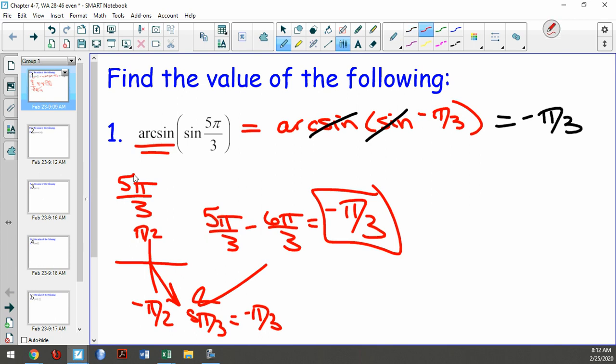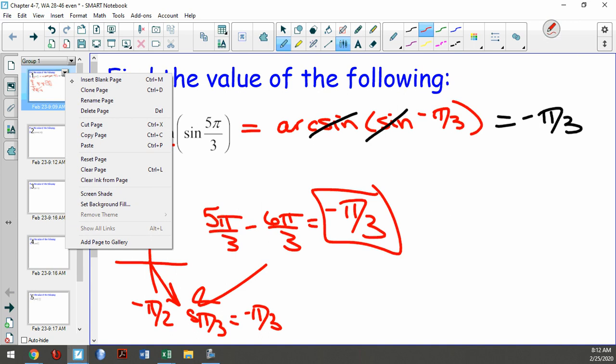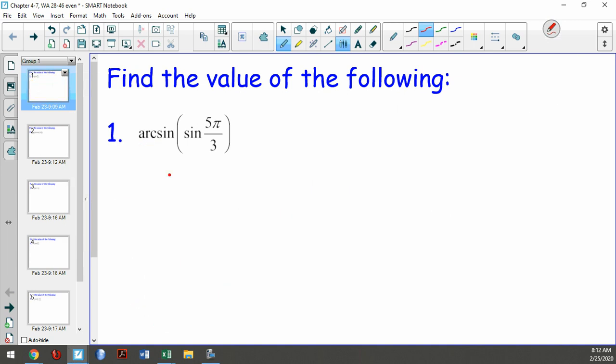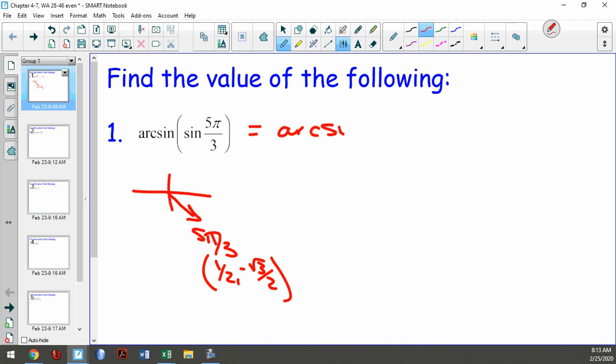Now, if your brain did not like that, if your brain gets really confused on that, a really good way to do that, are you ready? I'm going to clear this out. Can I clear the page? Another easy way to do it is to say, what is the sine at 5 pi over 3? Well, we already know 5 pi over 3 is right here, and that corresponds with 1/2 negative square root of 3 over 2. What's the sine value at 5 pi over 3? So the arc sine of negative square root of 3 over 2. All right, so I just substituted in what the sine value at 5 pi over 3 was.